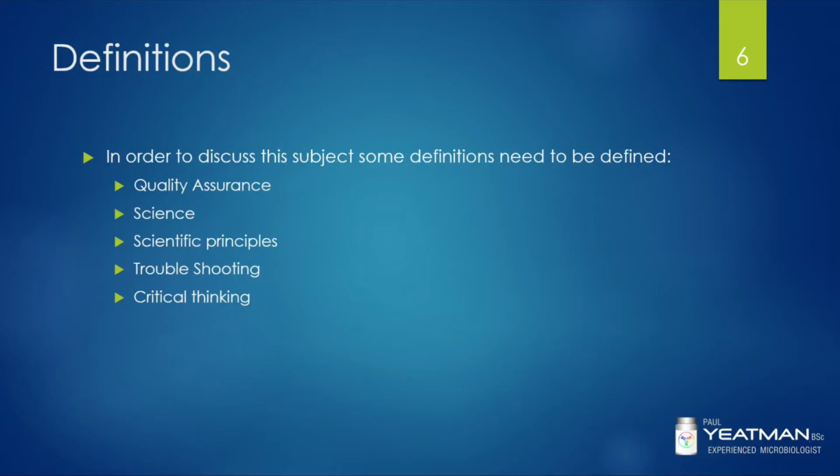In order to discuss this subject, some definitions need to be defined. So I will talk about what is quality assurance, what science is, what scientific principles are, troubleshooting, and critical thinking. Put all of these together, give them a shake, and what you have is a great package for finding solutions to problems and for improving processes.